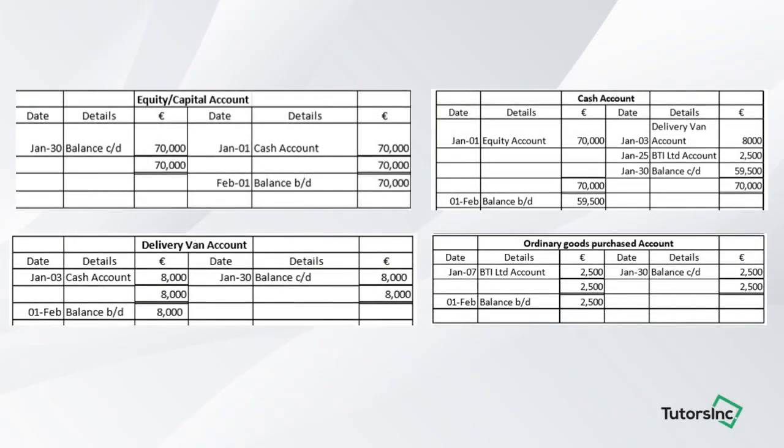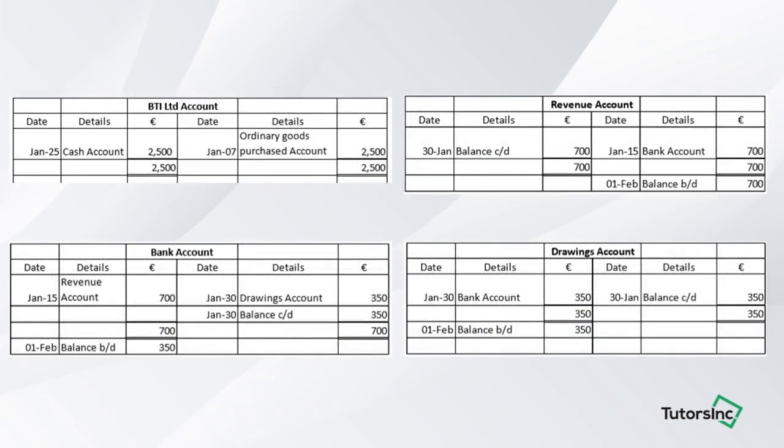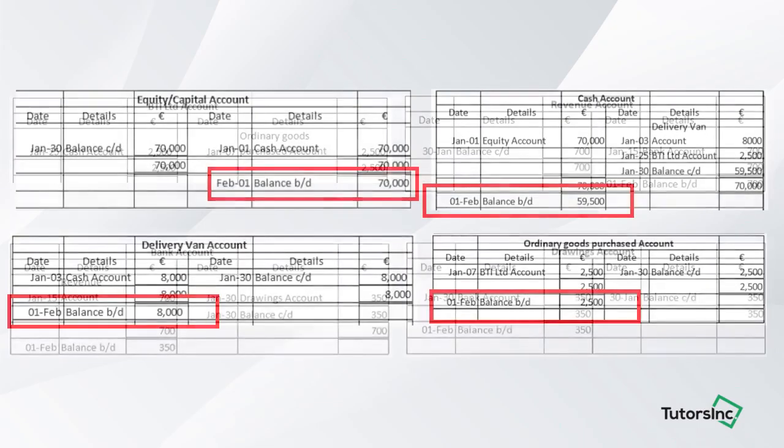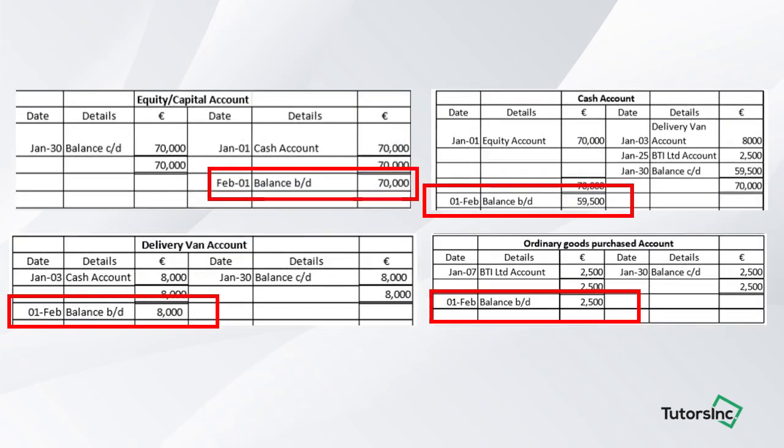Now we will prepare a trial balance from the ledger accounts given on the screen which have been prepared for the month of January. These accounts are balanced and all the balances have been brought down at the start of the next month. The rule is very simple. Just point out which side the balance BD is placed on and transfer the balance accordingly.